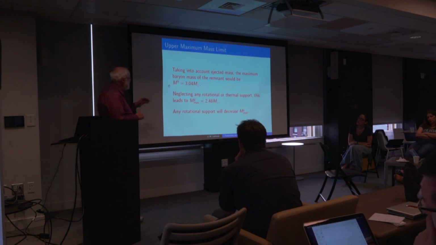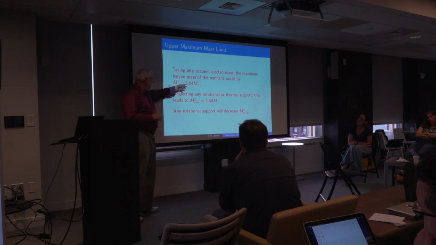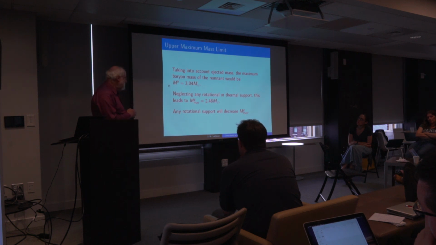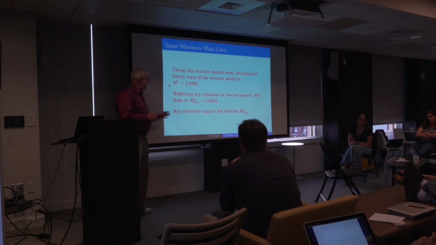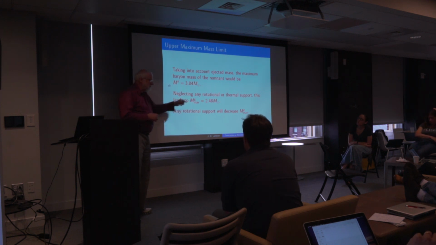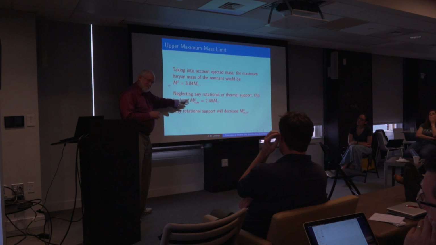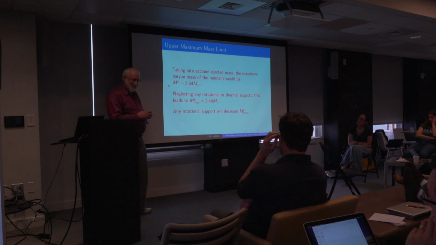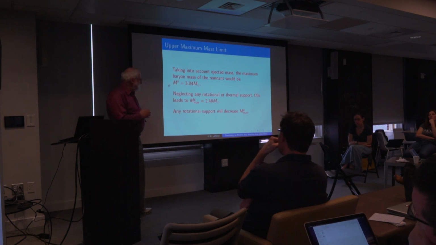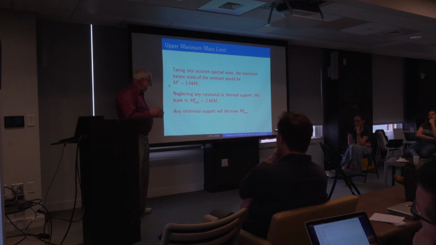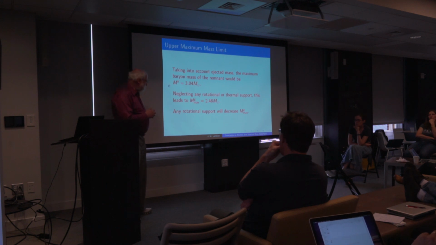So if we take into account the ejected mass, the maximum baryon mass of the remnant would be 3.04 solar masses, subtracting 0.06 solar masses, for example. And neglecting any rotational or thermal support, this automatically leads to a gravitational mass of 2.48. So I would argue that this is a maximal estimate for the gravitational mass of a neutron star, because this simply assumes that the entire star, aside from what was ejected, is present in the remnant, and it eventually decays into a black hole.